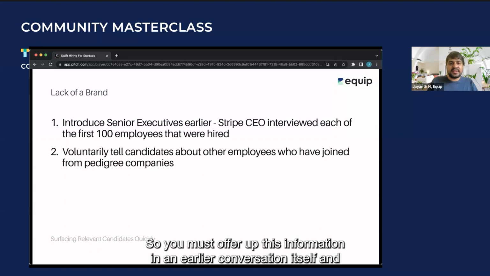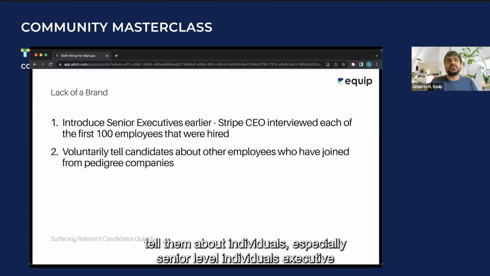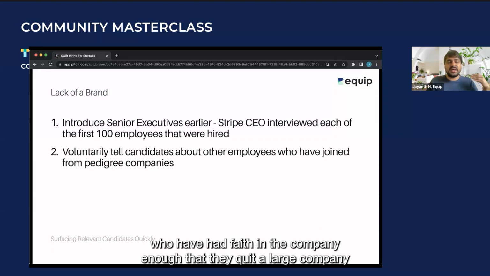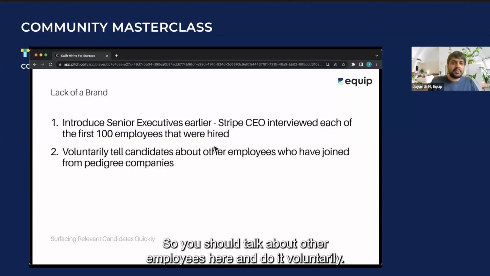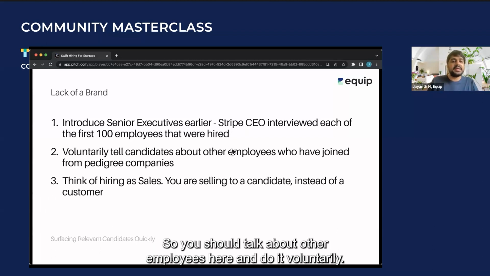So you must offer up this information in an earlier conversation itself and tell them about individuals, especially senior level individuals, executives who have had faith in the company enough that they quit a large company and decide to join you. And that will convince candidates that if someone that senior has been doing it, maybe there's something to the company, right? So you should talk about other employees here and do it voluntarily.